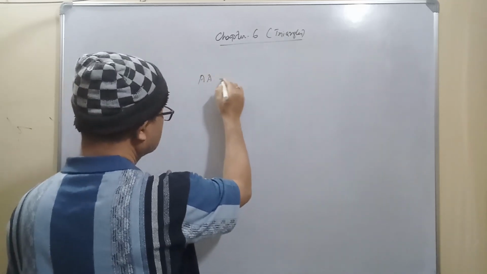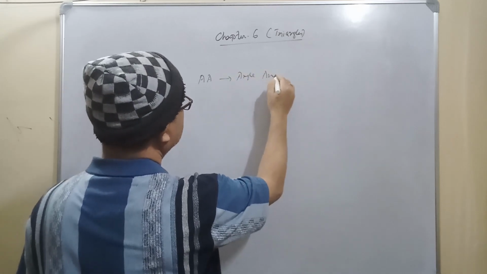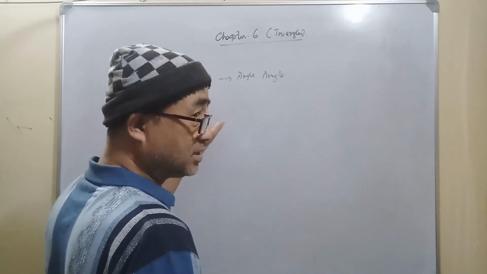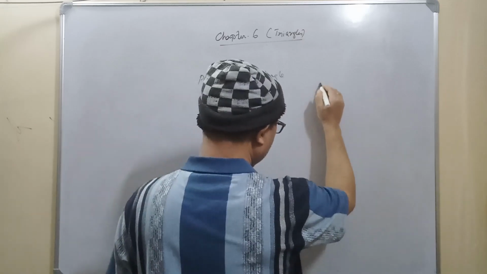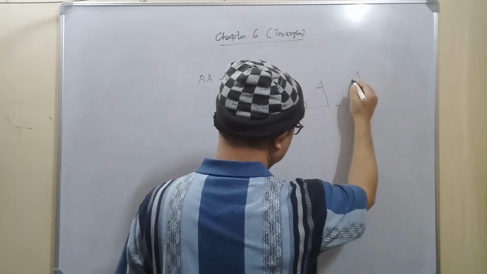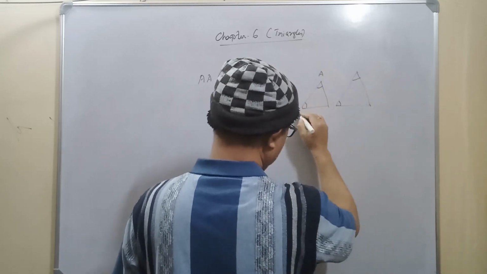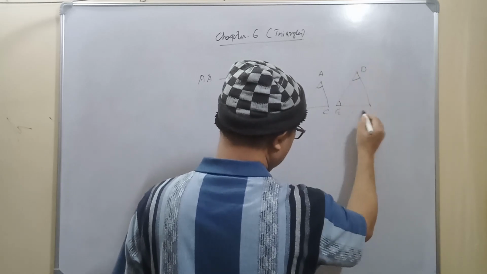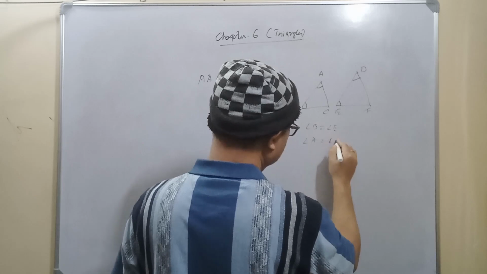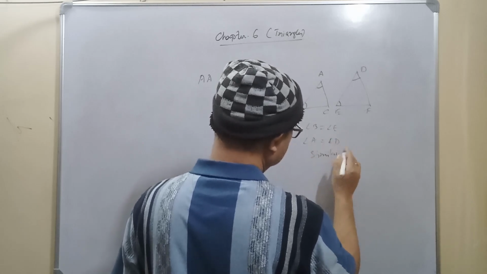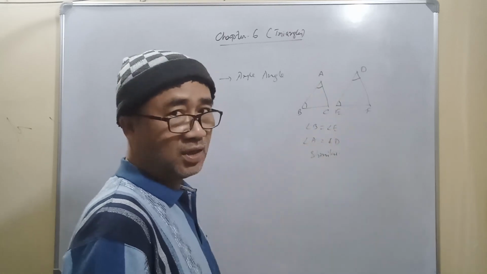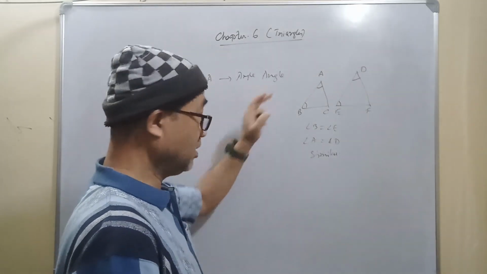What does this AA criteria mean? It means angle criteria. It says that two triangles are said to be similar if two of their angles are equal. Suppose ABC and DEF are two triangles. If angle B is equal to angle E and angle A is equal to angle D, then they are said to be similar. So the two triangles are similar if their two angles are equal. That is the first criteria, AA or angle.